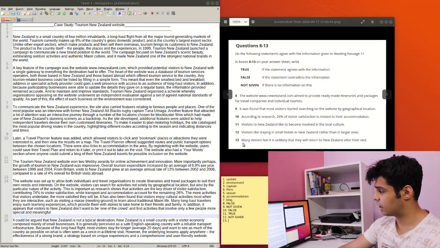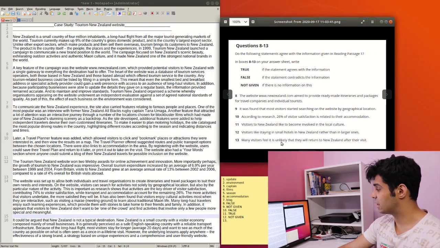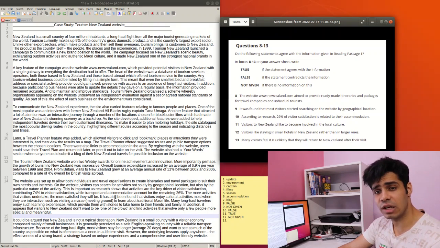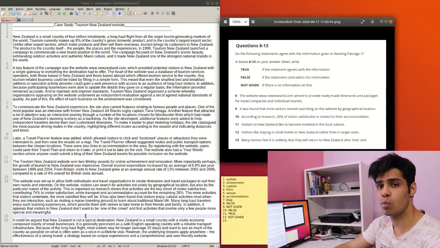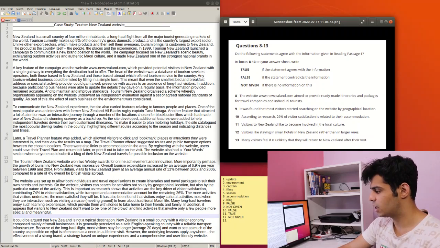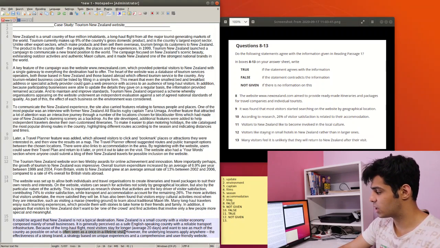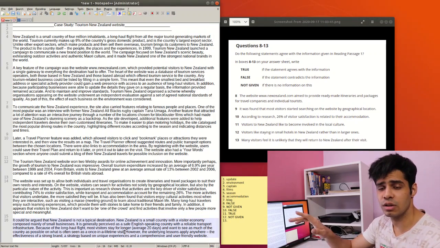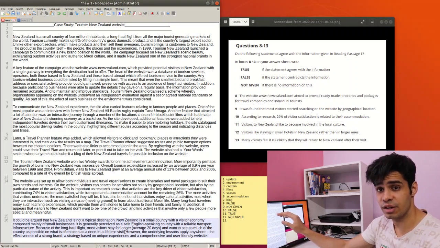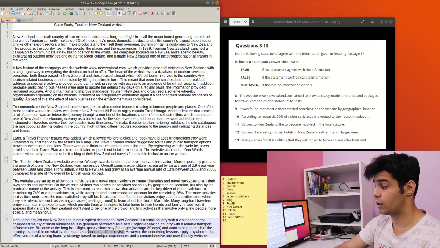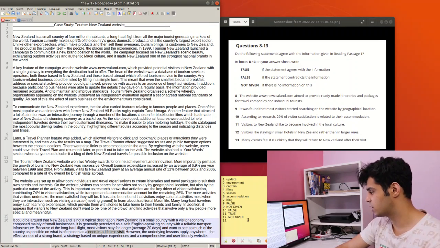And finally, there's 13. Many visitors feel it is unlikely that they will return to New Zealand after their visit. Now, this is not saying that they did not like the trip, but they're saying that many visitors feel that they will only come to New Zealand once in a lifetime. And we actually saw this, often seen as a once in a lifetime visit, because we actually read this about the country, that it's far away from all the other tourism hotspots, so it's a little bit harder to get to. And they're also writing it over here, once in a lifetime visit. So yeah, I would say this is true.